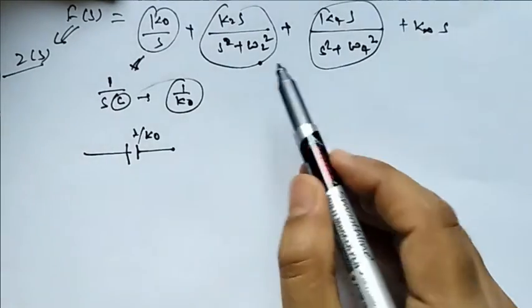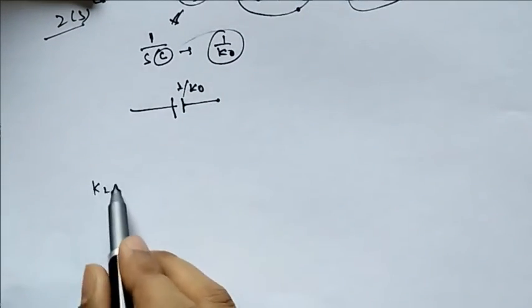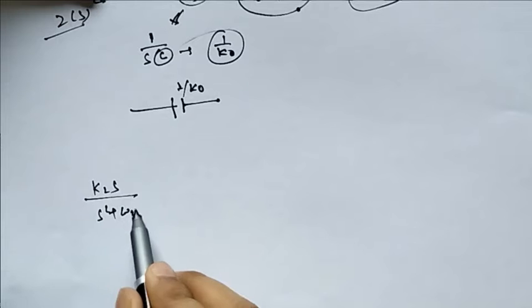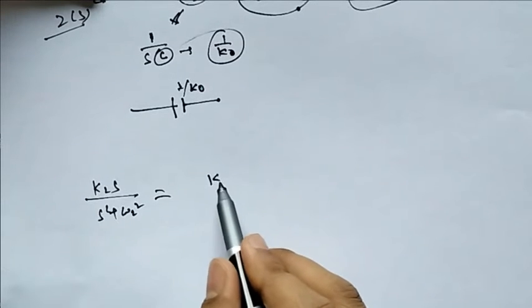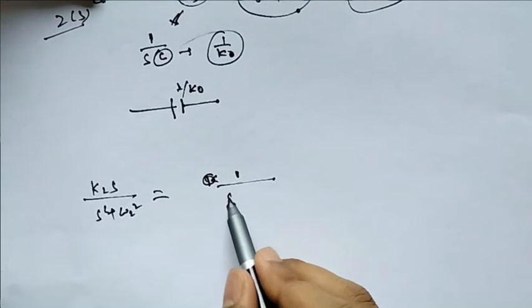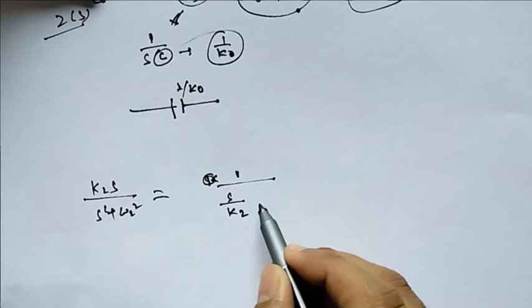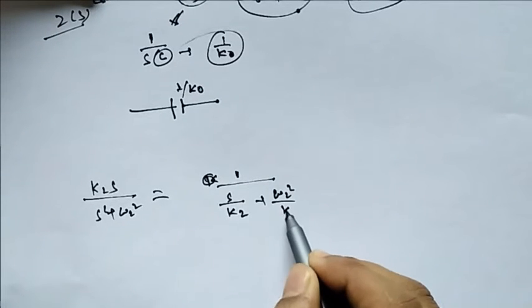Now let me take k2 s by (s square plus omega 2 square). Now if I divide by k2 s, then it will be s by k2 plus omega 2 square by (k2 s).